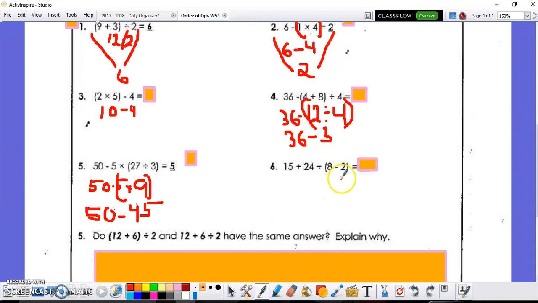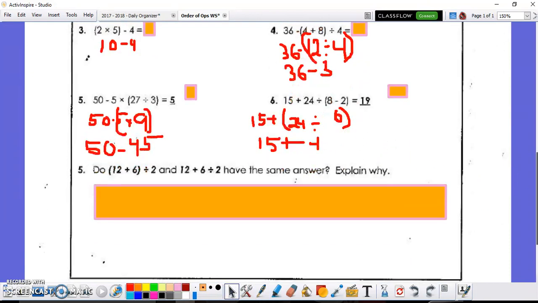Parentheses gets me started for number 6 again. 8 minus 2 is 6. Then in order from left to right, I'm either multiplying or dividing and then adding and subtracting. So I'm going to ignore this 15 plus because the next part is going to be 24 divided by 6, which is going to leave me with 4, and then I do my addition from left to right. 15 plus 4 will get me the answer of 19.